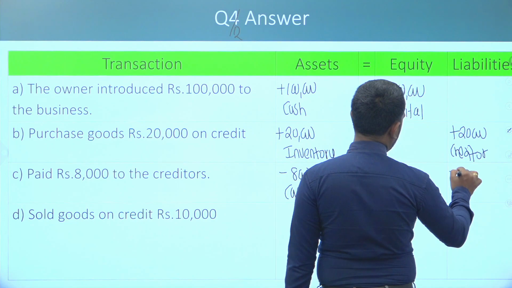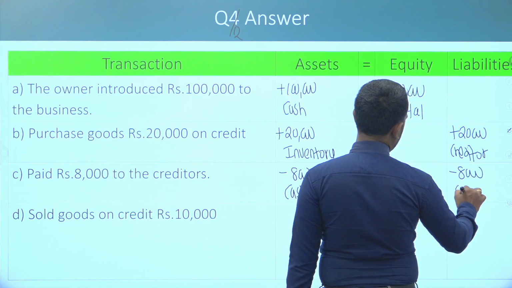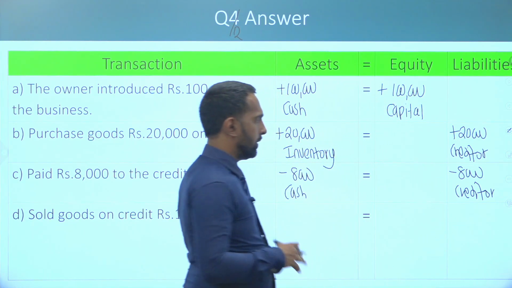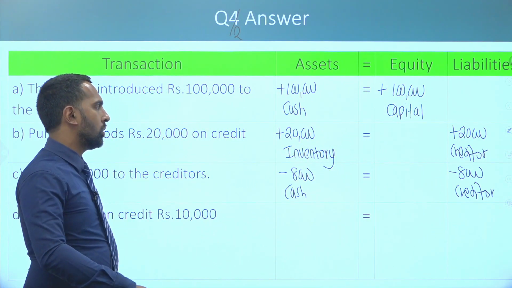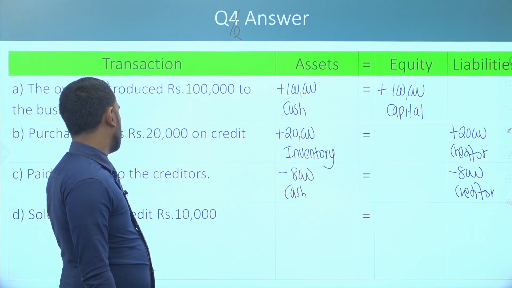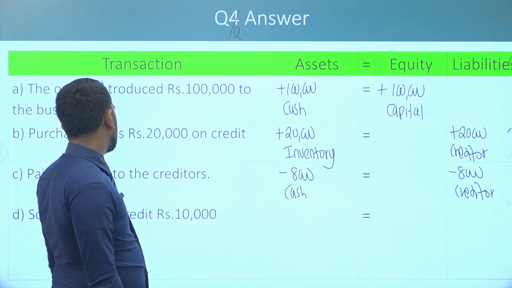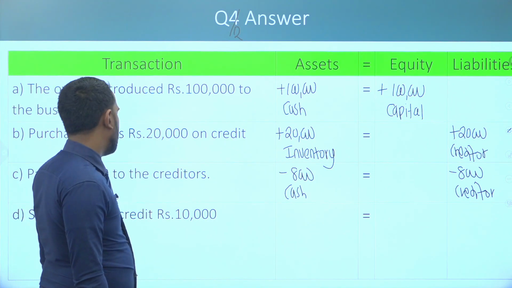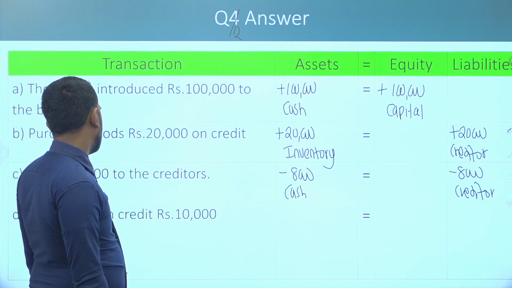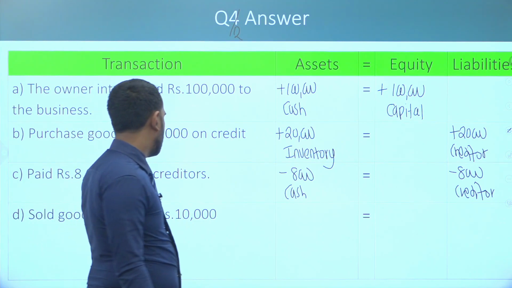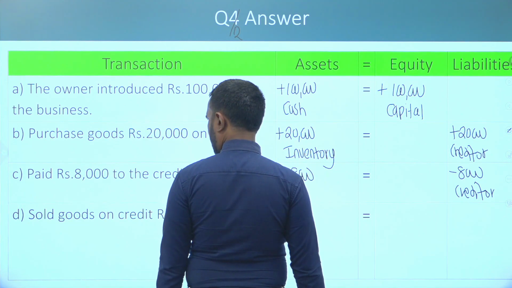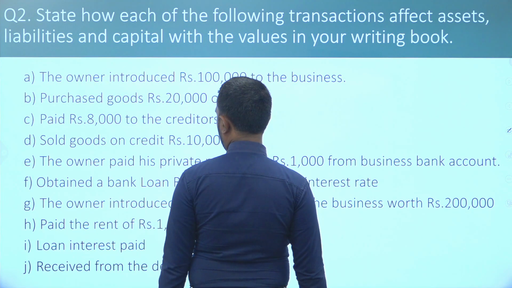ඒ කියන්නේ ඒක අඩු වෙනවා -8,000 as the creditor. creditor අඩු වුණා 8000කින්. 20000 ඉඳලා අඩු වෙන්නේ 12000ට. So creditor comes down by 8,000. Then the next item, sold goods on credit. ණයට items විකුණලා තියෙනවා 10000යිලු. Sold goods on credit 10,000. So sold goods on credit.